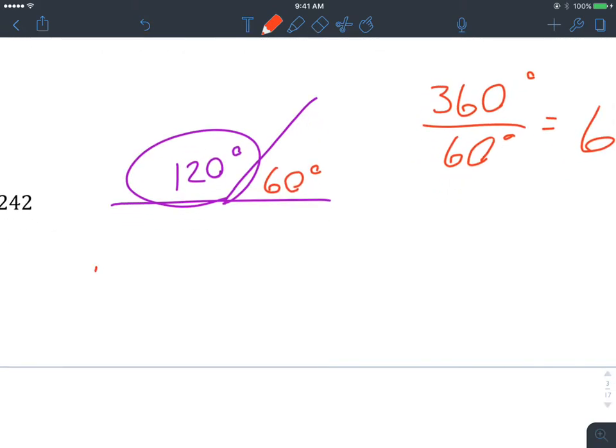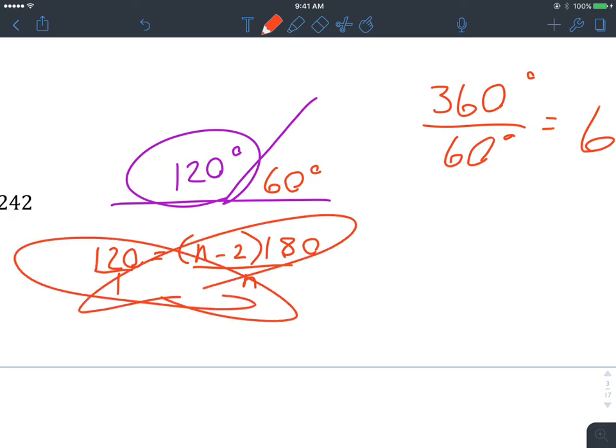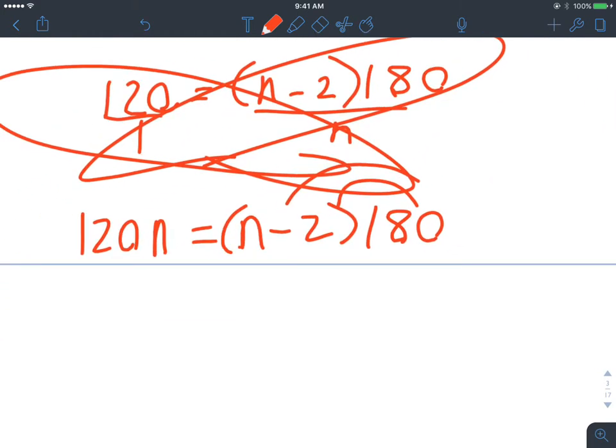Now, if you wanted to do it the hard way, here's the work behind it. You say 120 equals n minus 2, times 180 and then divided by n. And then you would have to make 120 a fraction. Then you've got to cross multiply. So 120n equals n minus 2 times 180. Distribute, this is a lot more work here.